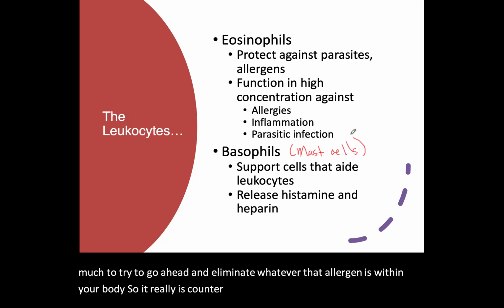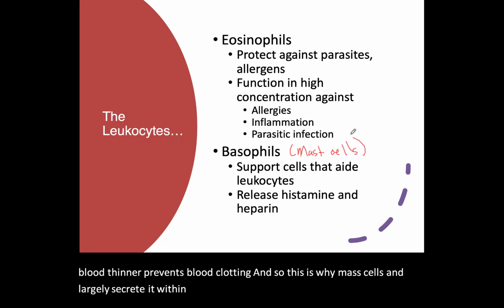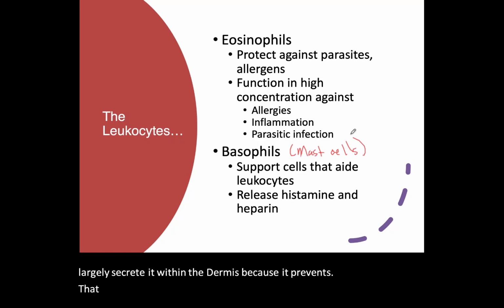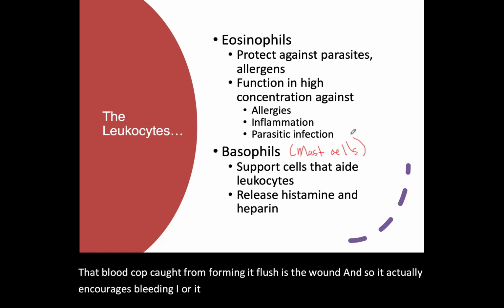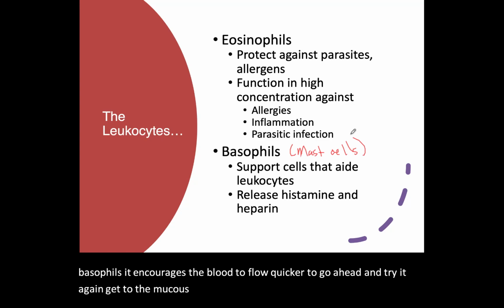The other thing is heparin as a blood thinner prevents blood clotting. And so this is why mast cells largely secrete it within the dermis, because it prevents that blood clot from forming. It flushes the wound, and so it actually encourages bleeding. In the case of basophils, it encourages the blood to flow quicker to get to the mucous membranes so that whatever that allergen is that is wreaking havoc can be flushed.